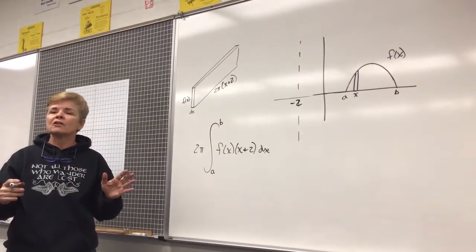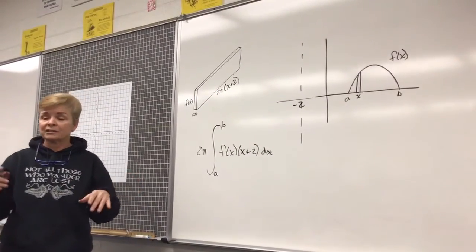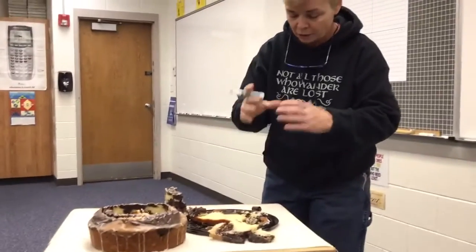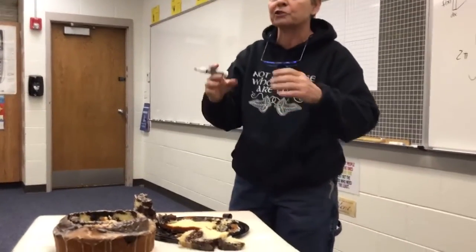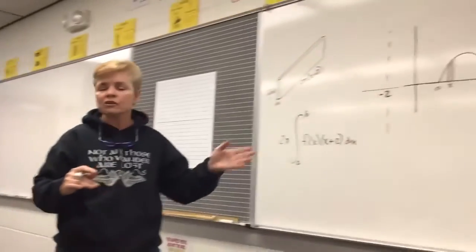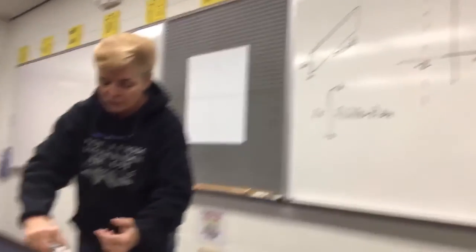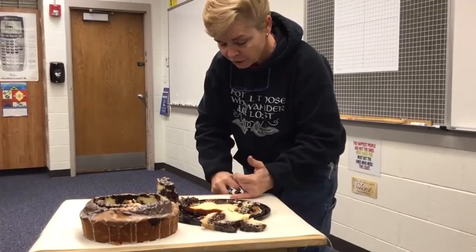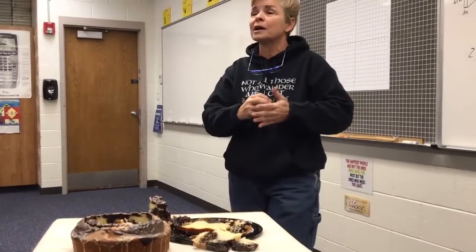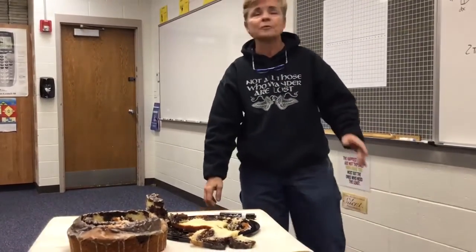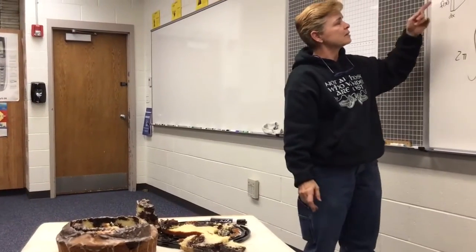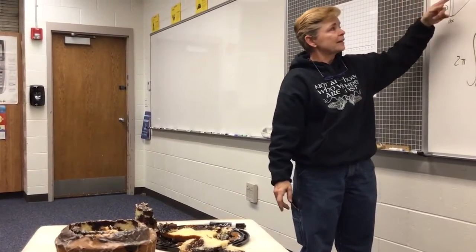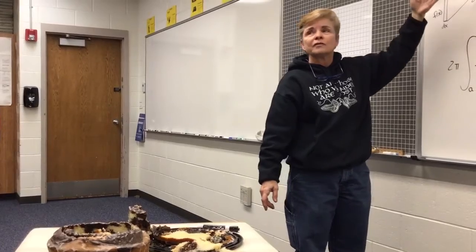This method is called cylindrical shells, because each one of these that you cut on the way out, they call those shells, because one fits inside the other, so it's like a shell. Most people, after seeing this, call it the bundt cake method. I don't care what you call it, as long as you've got a reference for a concept in your mind. And this one's completely different from the stuff you've studied so far, because you're finding the area of these really long, skinny things, which you've never done before.